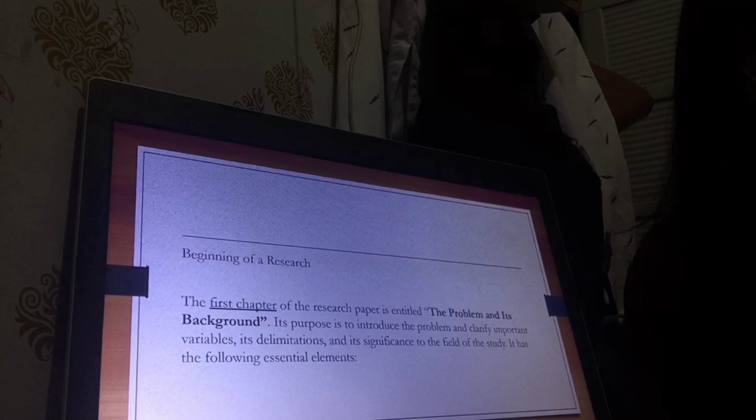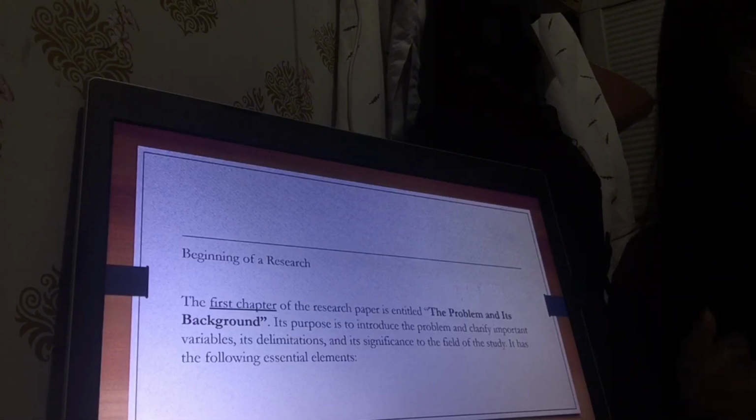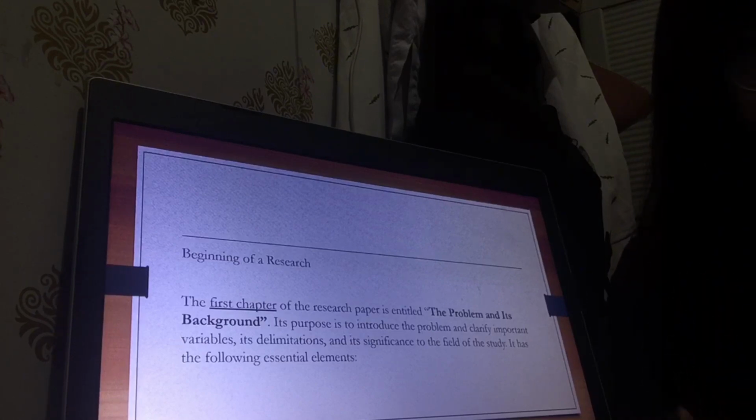The first chapter of a research paper is called the problem and its background. This chapter is meant to talk about the problem being studied and explain why it's important. It also defines certain important terms and sets boundaries for the study.